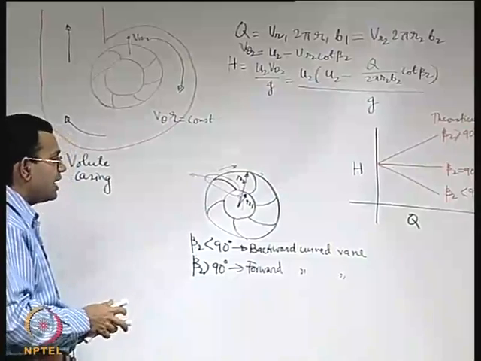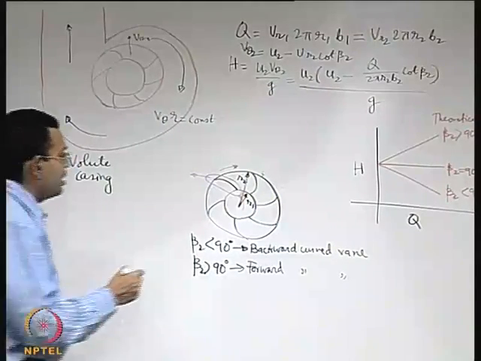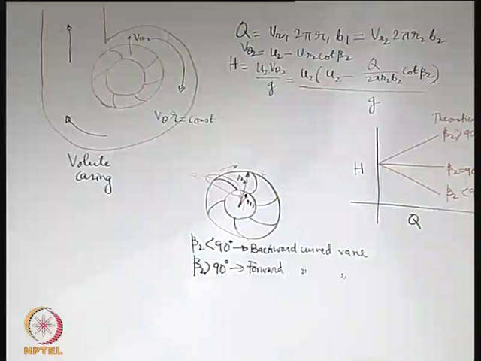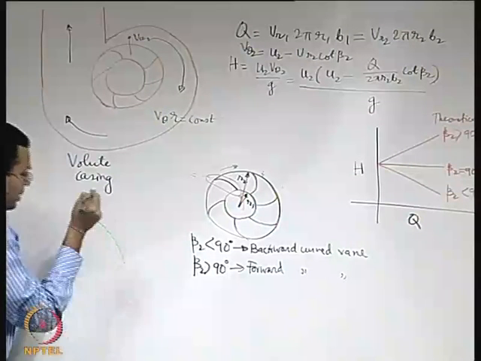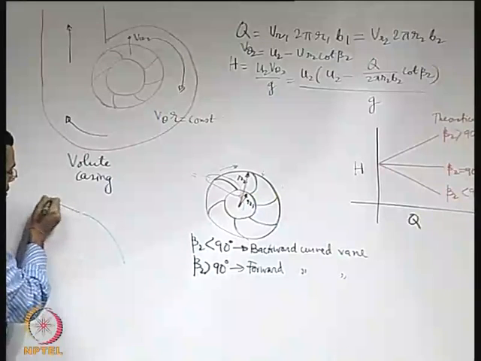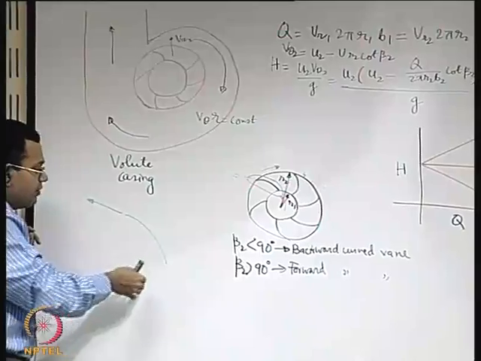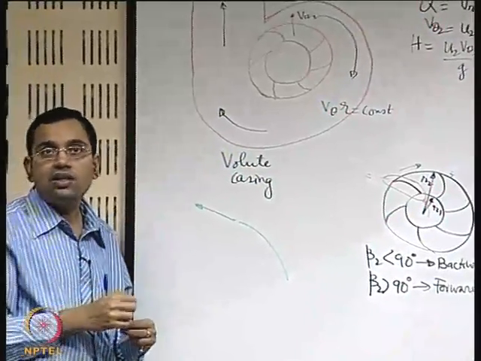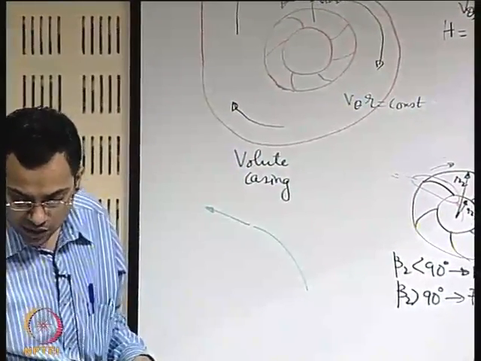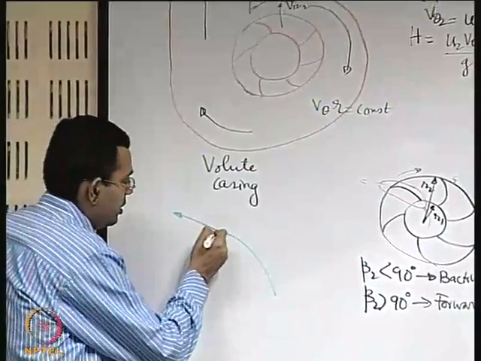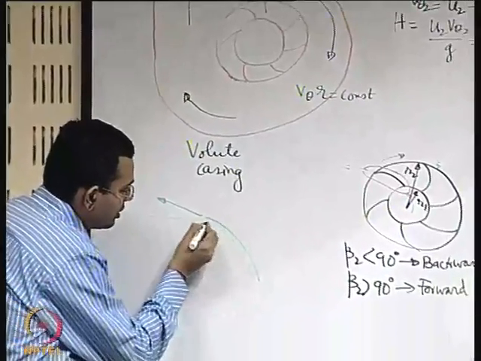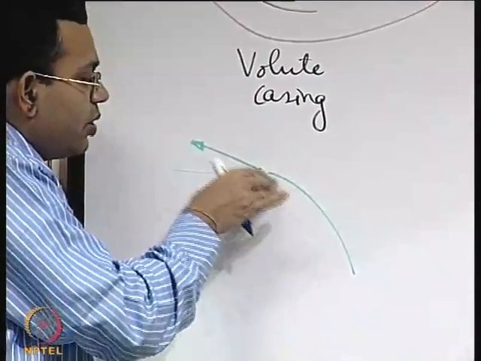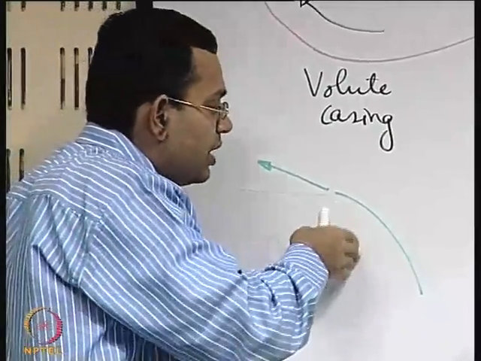One of the important non-idealities is what happens when the fluid leaves the impeller. Let us say that this is the impeller and the fluid is leaving the impeller. We are assuming that it is leaving very smoothly, that is, according to the blade angle which is designed, but in reality it may not leave according to the designed blade angle. Why may it not? If it follows the designed blade angle, that is an ideal situation. That means it just smoothly comes out.